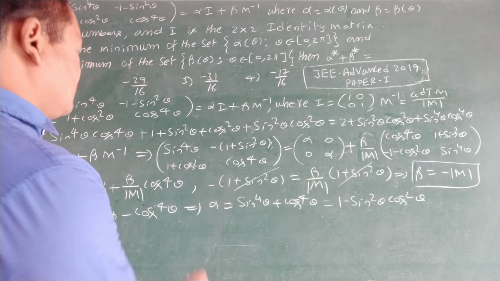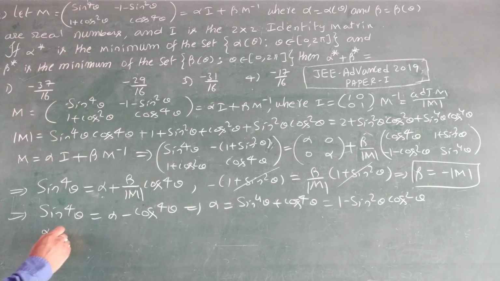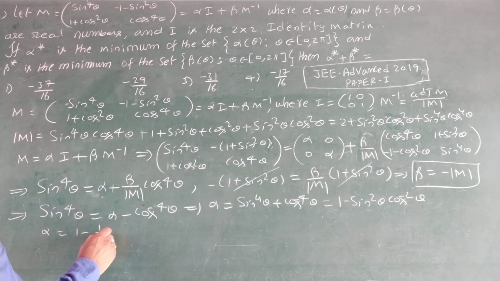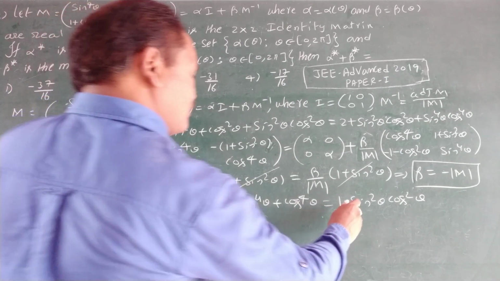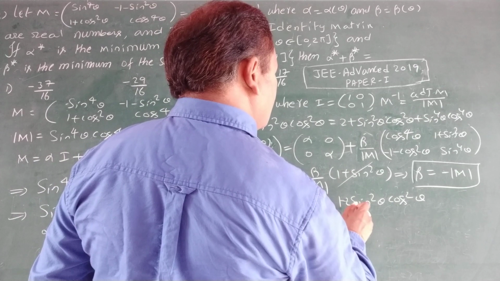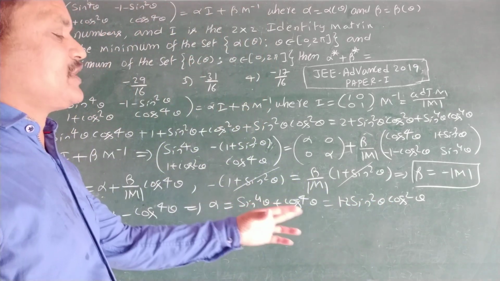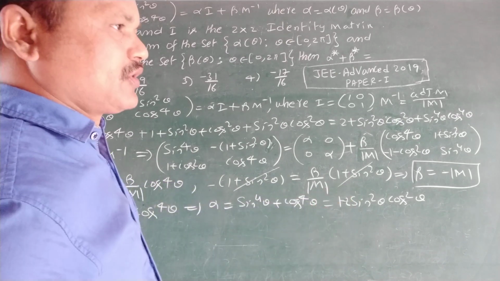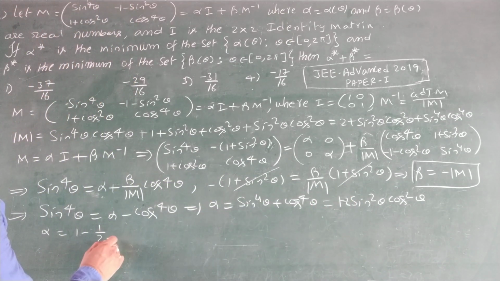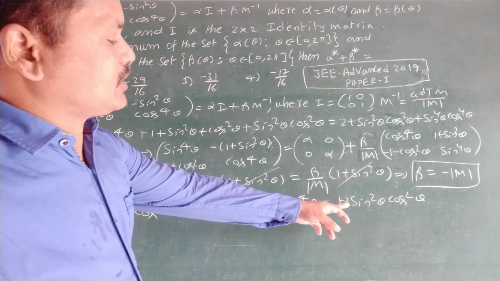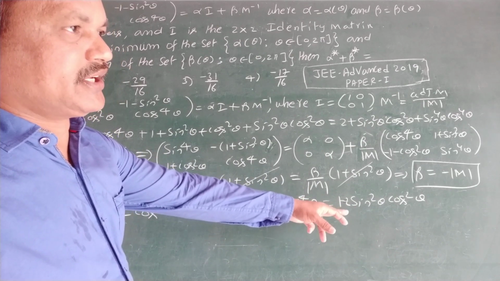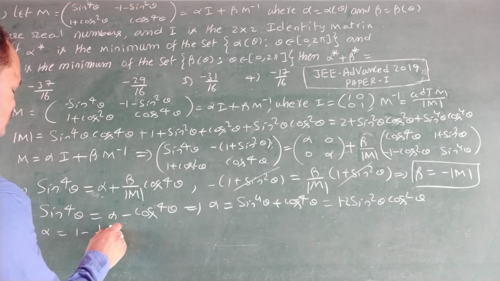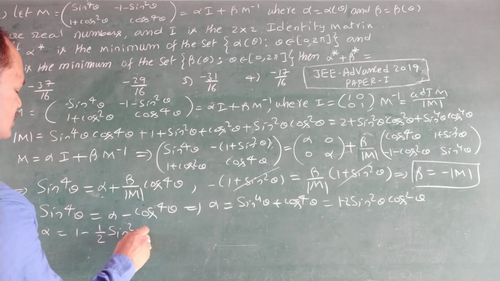That's why this can be written as, α is equal to 1 minus 2 sin² θ cos² θ, since it is (a + b) whole square minus 2ab. That's why 1 minus 2 sin² θ into cos² θ. That is 1 minus 1 by 2 into, here multiply and divide by 2, then it is 4 sin² θ cos² θ, which is nothing but sin² 2θ. That's why it is sin² 2θ.